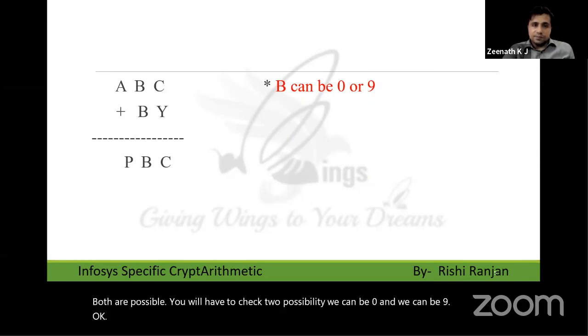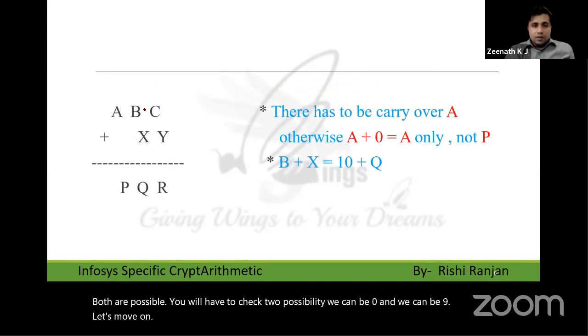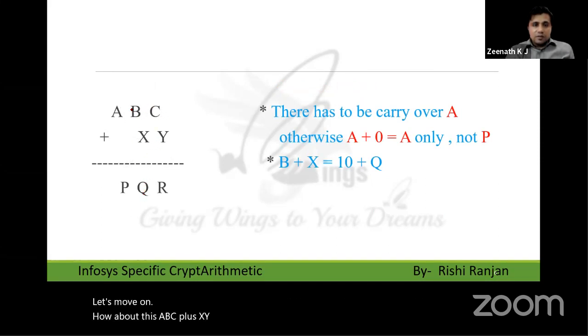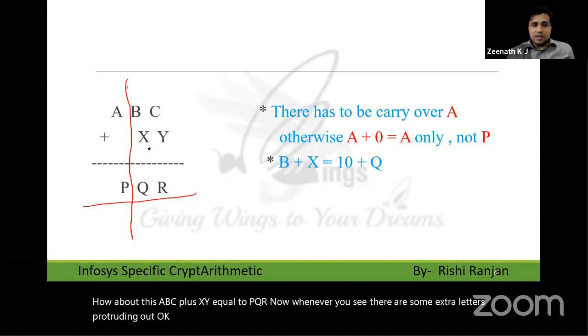Let's move on. How about this? ABC plus XY equal to PQR. Now, whenever you see some extra letters protruding out, which is clearly visible, that A is more than XY, and P is more than XY, in that case it helps a lot.